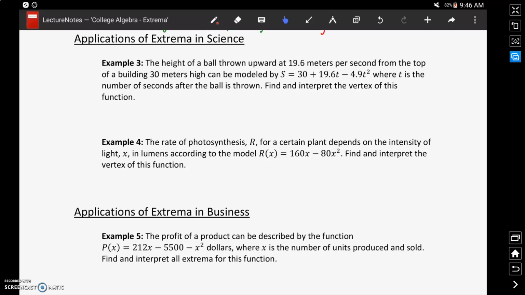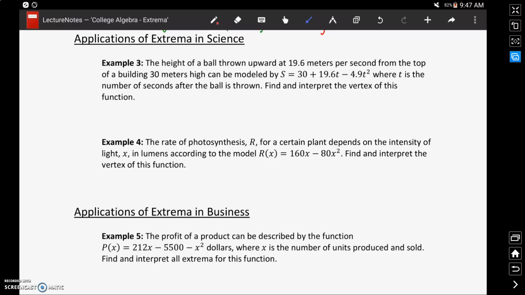Now that we know how to identify extrema, either finding a maximum or minimum point with Desmos, we want to look at applying some applications and some context to those points to discuss what those values mean in the context of a given problem. First, we'll look at a couple of applications in science.